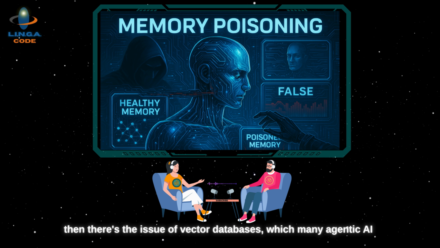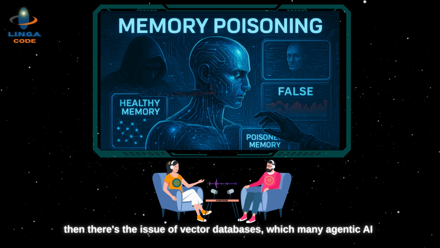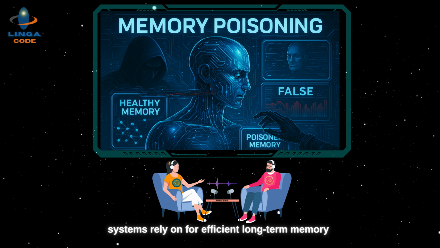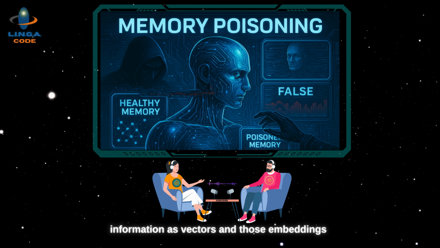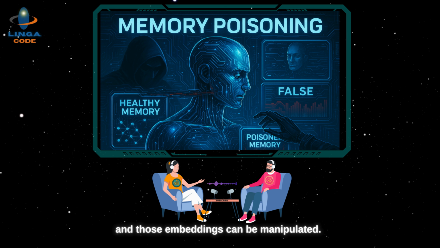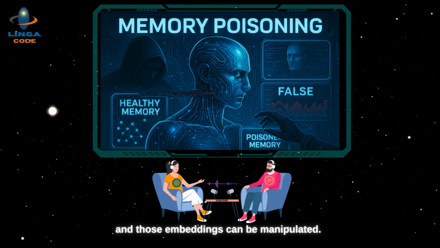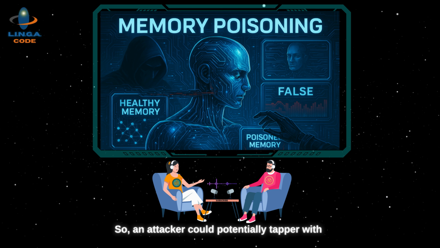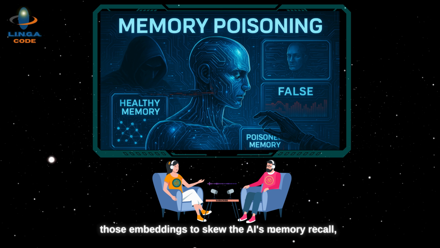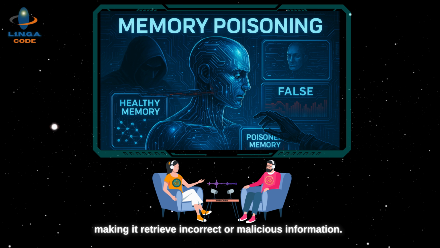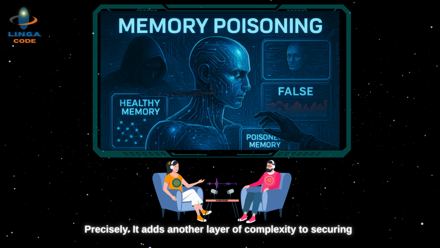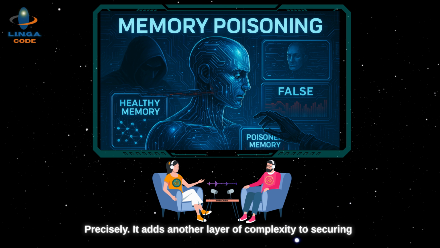Exactly. And then there's the issue of vector databases, which many agentic AI systems rely on for efficient long-term memory retrieval. These databases use embeddings to represent information as vectors, and those embeddings can be manipulated, which is the focus of LLM 08.2025. So an attacker could potentially tamper with those embeddings to skew the AI's memory recall, making it retrieve incorrect or malicious information. Precisely. It adds another layer of complexity to securing these systems.